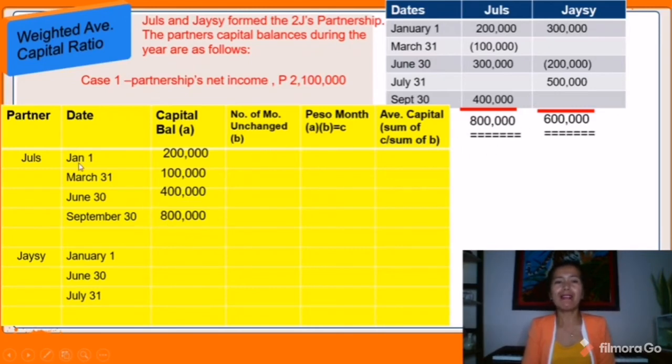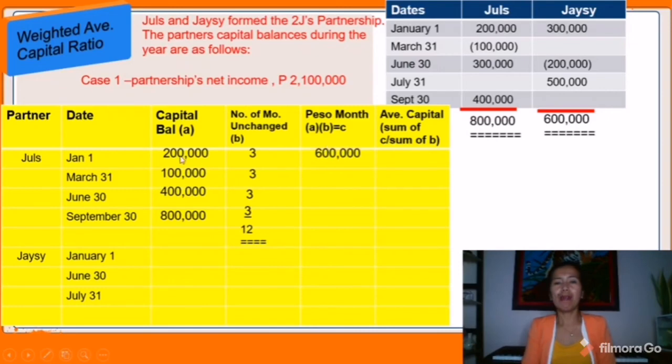And for the number of months, all you have to do is compute the number of months from January 1 to March 31. You can use your fingers. January, February, March, so that is 3 months. And for the next period, we have from March 31 down to June 30. March, April, May, June, another 3 months. And the next is also 3 months. And finally, from September 30 down to December 31, that is October, November, December, 3 months. And the total of this must be 12 months. That is the whole calendar year.